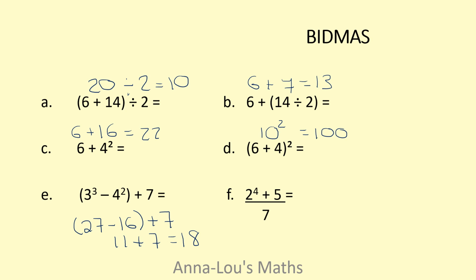Right, last one. Hope you're doing well. 2 to the power of 4. So 2 times 2 is 4. Times 2 is 8. Times 2 is 16. So 16, I'll rewrite it. 16 plus 5 over 7. So 16 plus 5 is 21. So 21 over 7, 21 divided by 7 gives me 3.